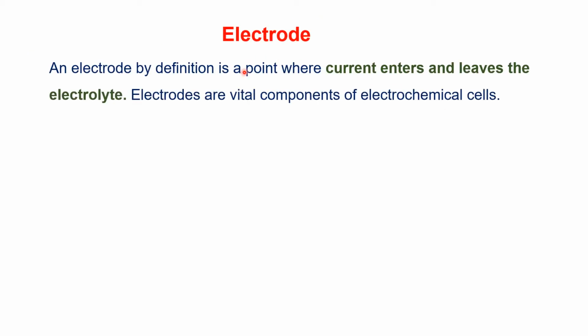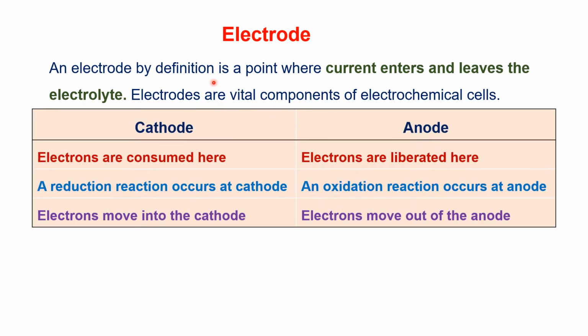An electrode is a point where current enters or leaves the electrolyte. Here the current means the flow of electrons. The flow of electrons will be either towards the electrode or away from the electrode, and it is the main component of an electrochemical cell. It is divided into two categories, cathode and anode. In the cathode, the electrons are consumed, while in the anode, the electrons are liberated.